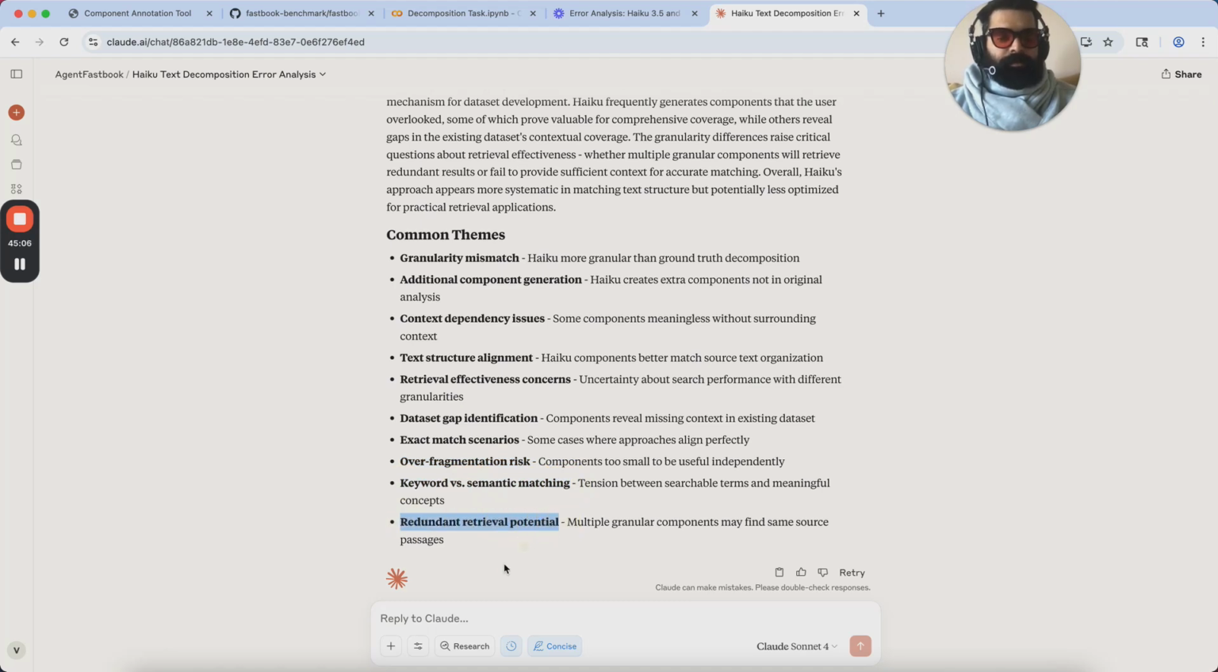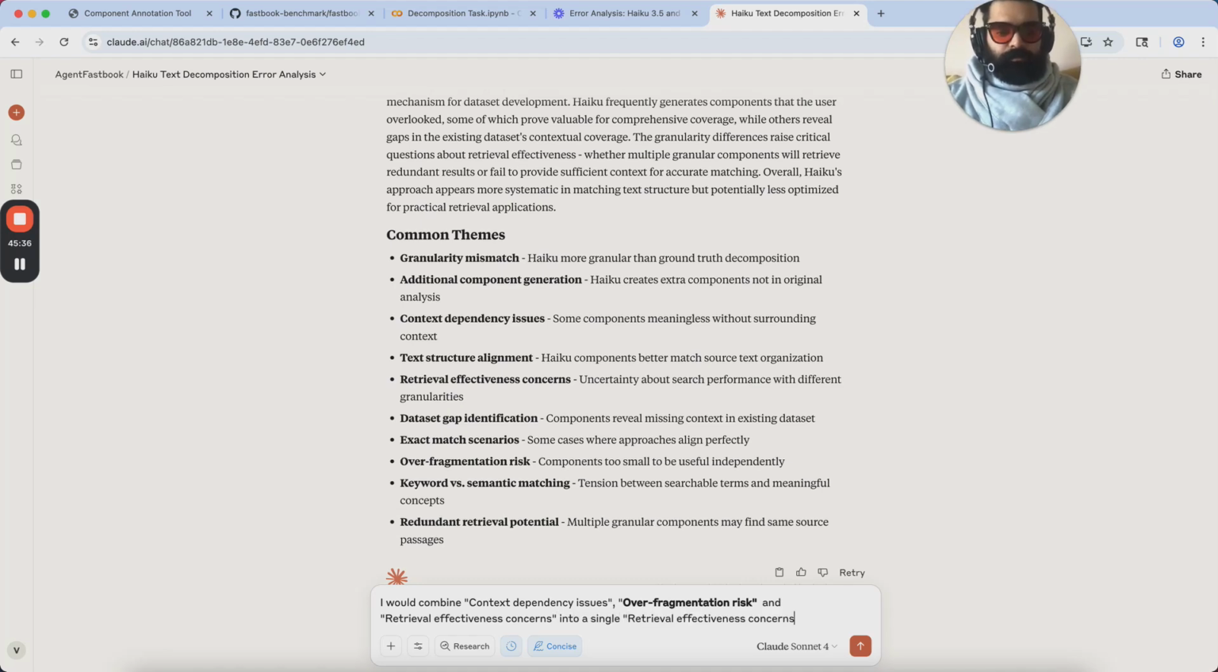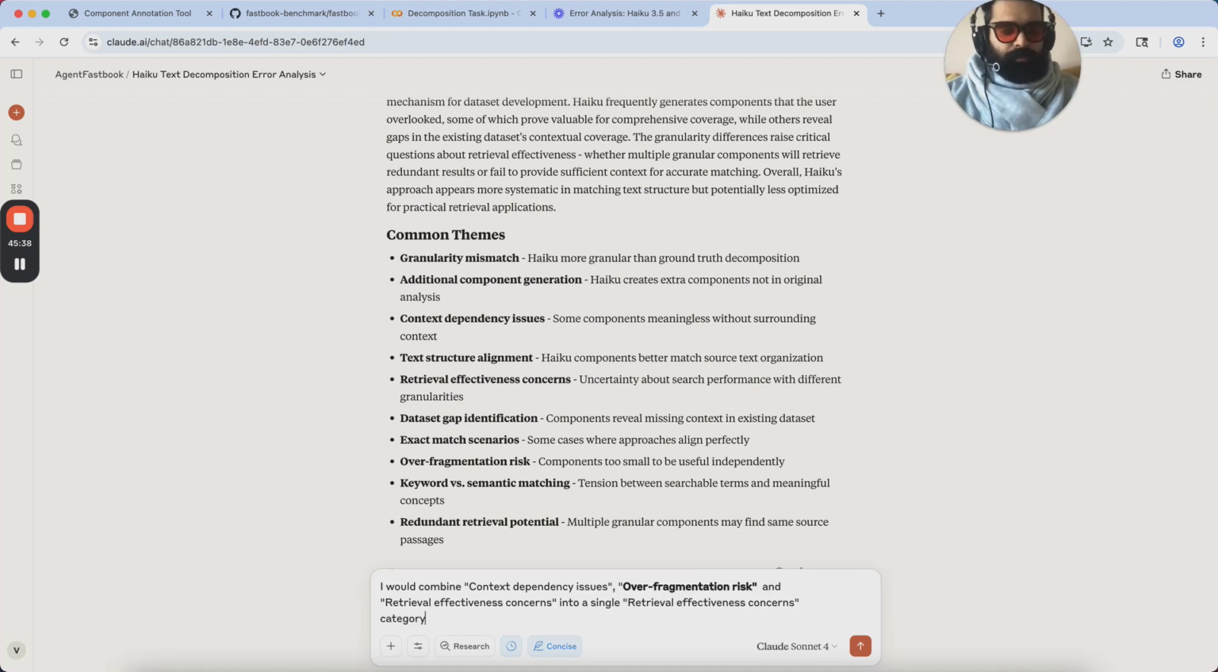Redundant retrieval potential. So I'll say, I would combine context dependency issues, over-fragmentation risk, and retrieval effectiveness concerns into a single category. Do you agree? Don't just agree with me. Think for yourself.